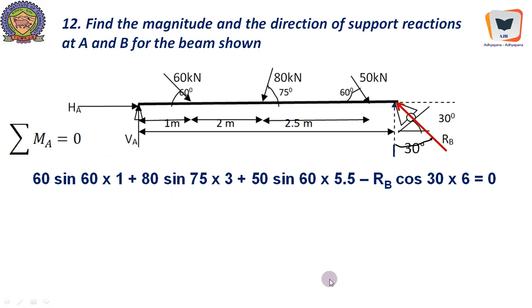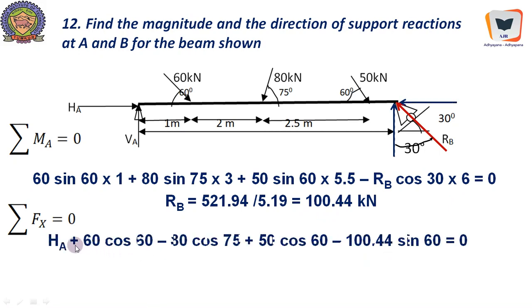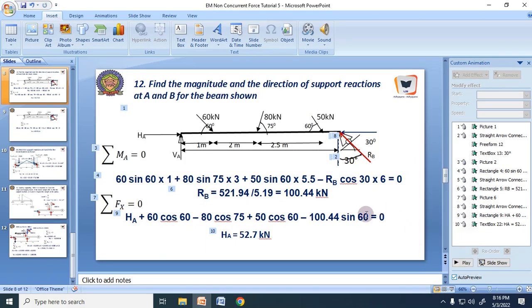This is the span. So now we will get RB equal to 521.94 divided by 5.196, that is 6 cos 30. So that's equal to 100.44 kilonewton. And if we say sigma Fx equal to 0, we will just get HA, the horizontal component, plus 60 cos 60 minus 80 cos 75 because it is acting leftwards, plus 50 cos 60 acting rightwards, minus the component of RB over here. RB is found out to be 100.44, that is 100.44 sine 30. Sorry, it should be sine 30.